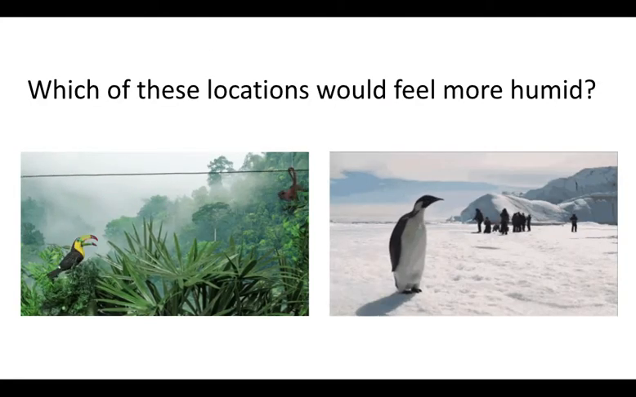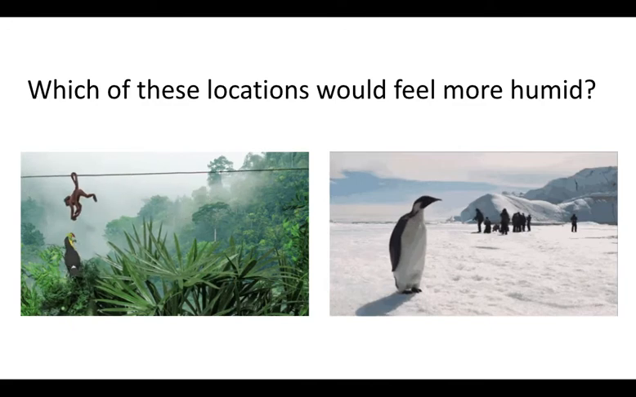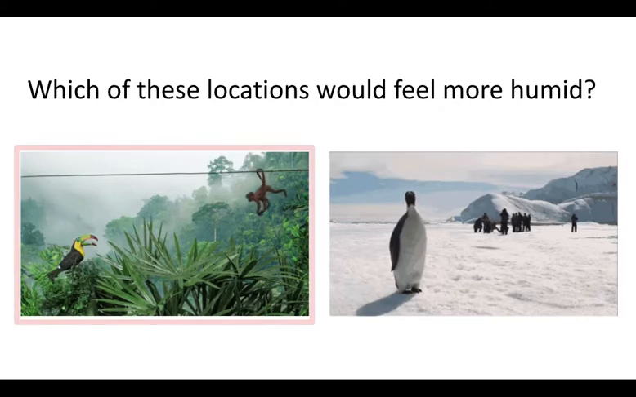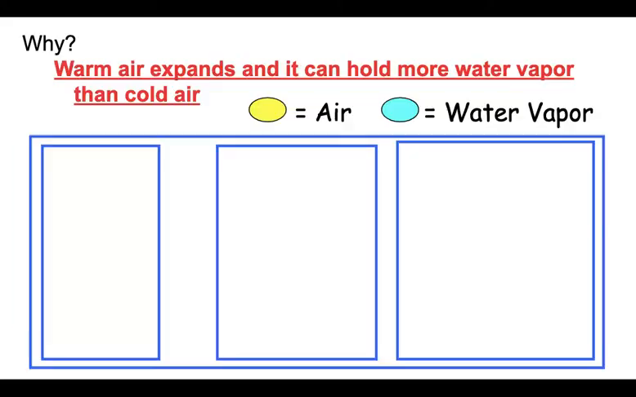For example, if we have two different locations, a little jungle scene and a little Antarctica scene, which of these locations would most likely feel more humid to you? Probably the jungle scene. Why is that? Well, you see, warm air expands. And when warm air expands, it makes more space for water vapor to be held. Warm air expands and it can hold more water vapor than cold air.